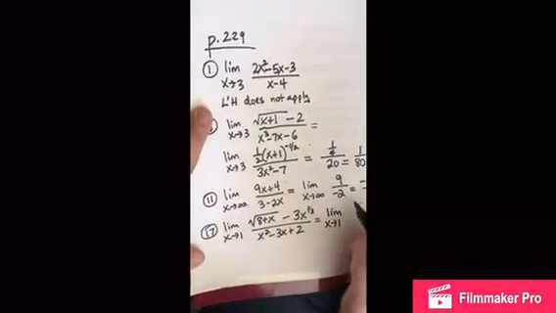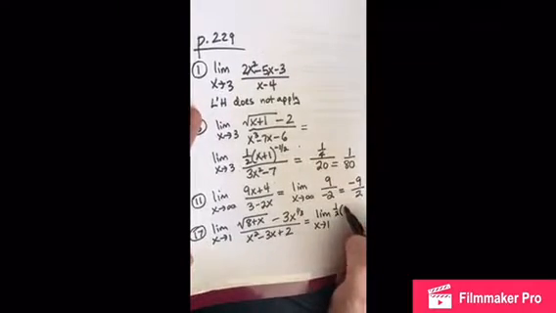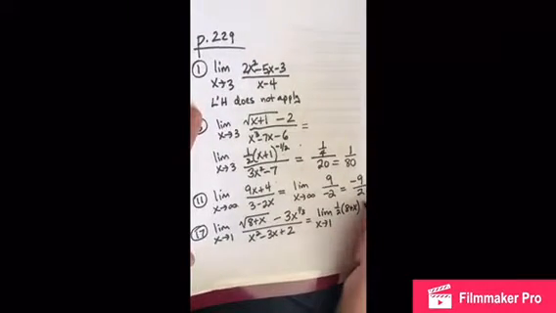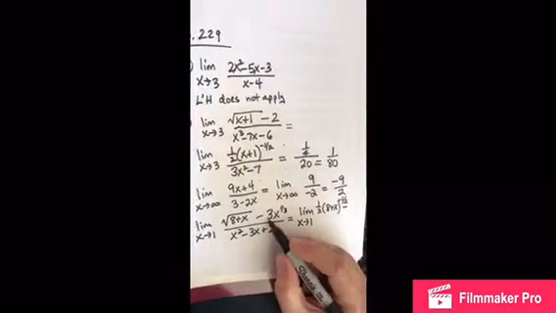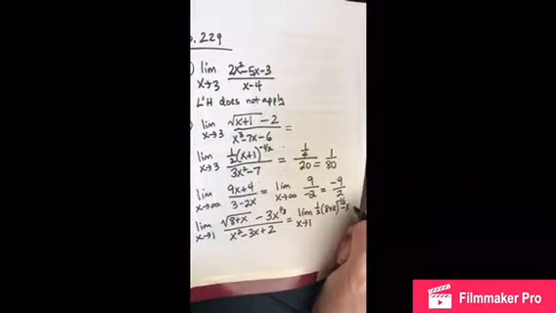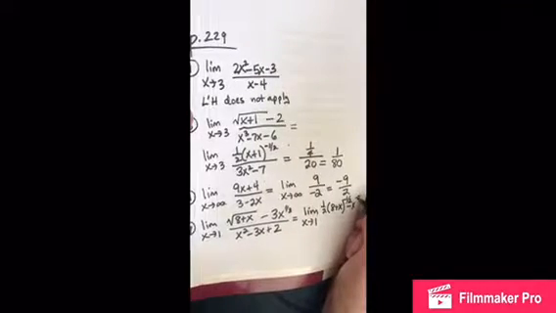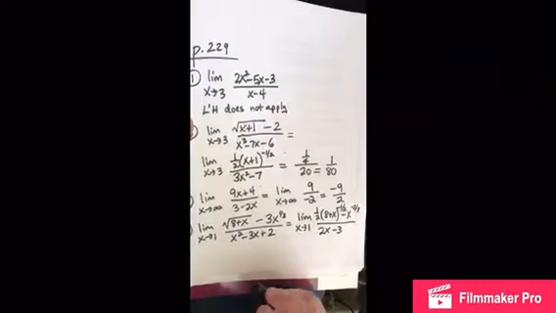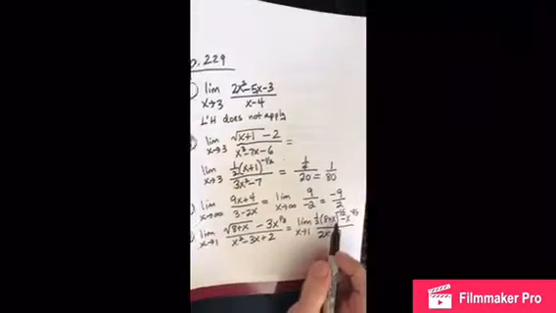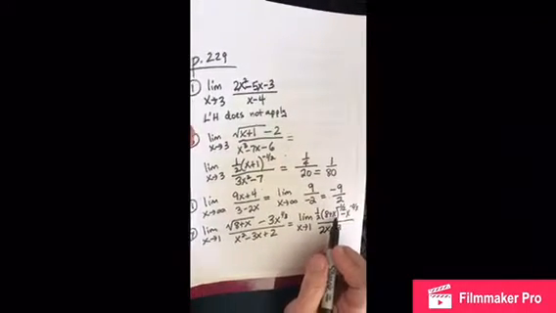And so the derivative of the numerator would be 1/2 times (8 plus x) to the negative 1/2, minus 1/3 times 3 is 1, x to the negative 2/3, over 2x minus 3.